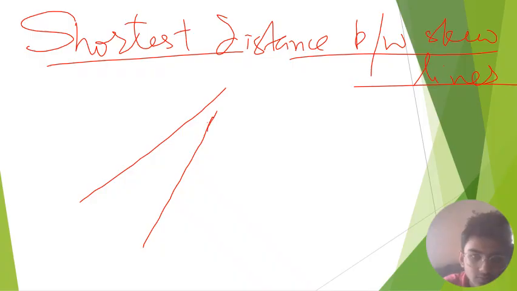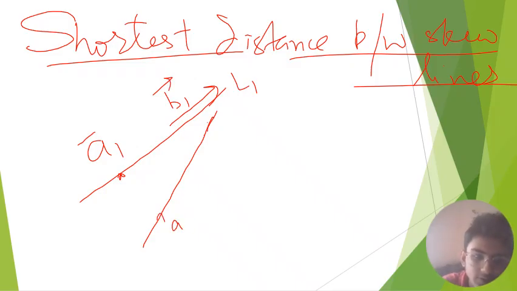Like this. Intersecting. Suppose A1 is the vector on this particular line L1, with coordinates x1, y1, z1, which passes through this particular line, and b1 is its parallel vector. Similarly, for the L2 line we have a2 and b2.